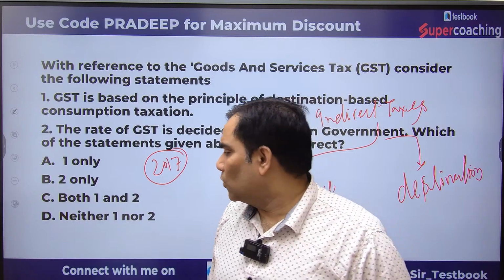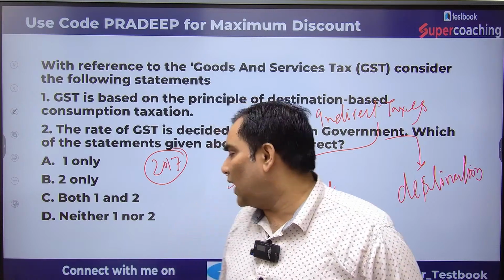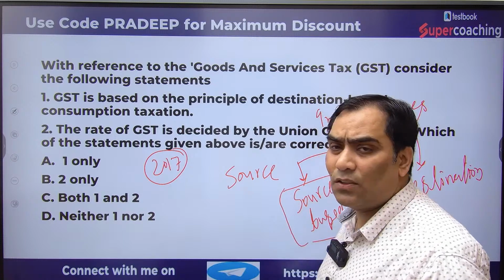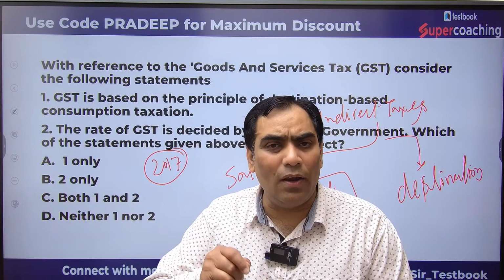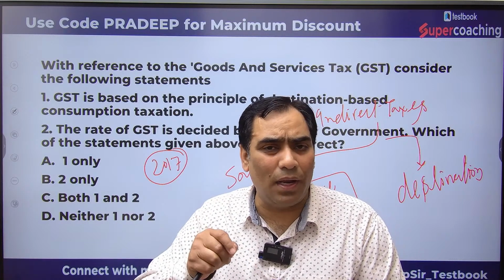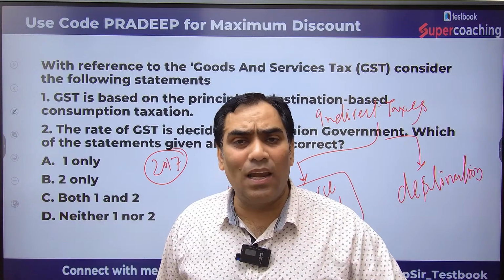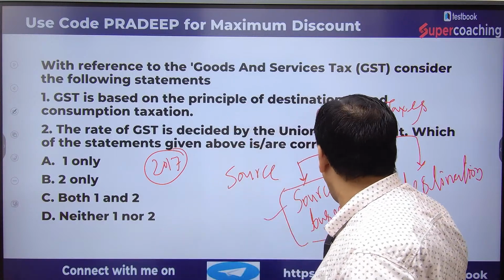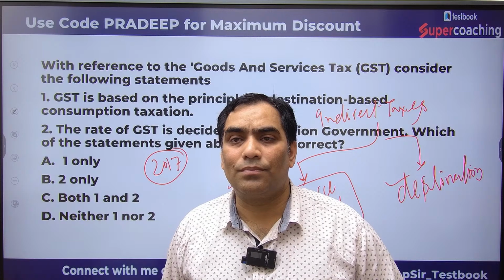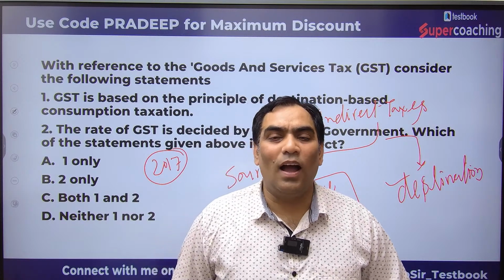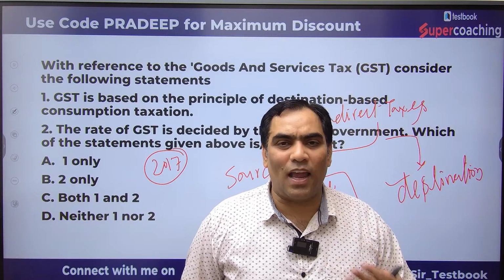So before 2017 there were a lot of types of indirect taxes, and those were source based. Source based means the revenue from the taxes used to go to those states which had levied those taxes. Now destination based. Yes, Rehan, very good. So that is after the adoption of GST.